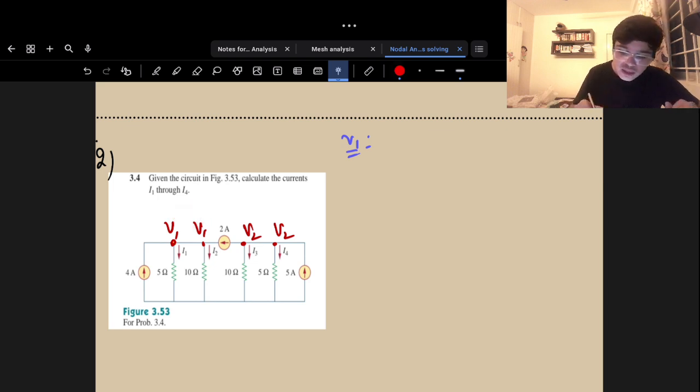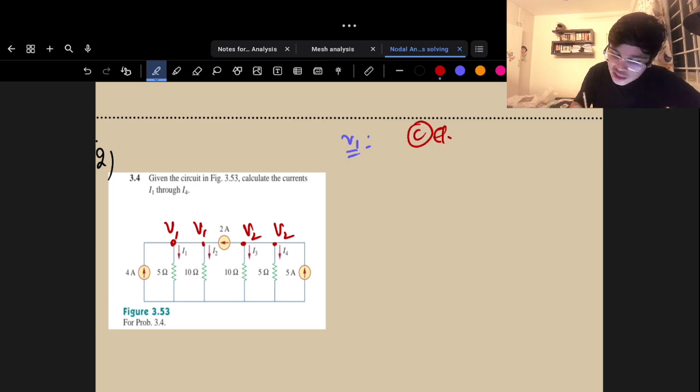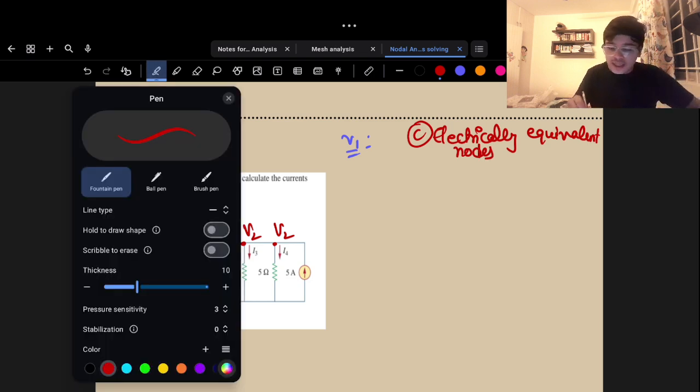The concept is electrically equivalent nodes. All right.